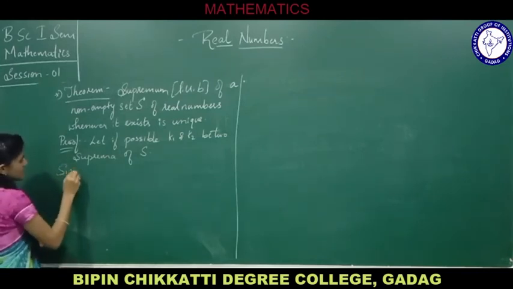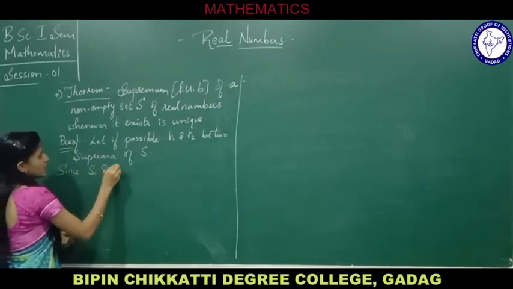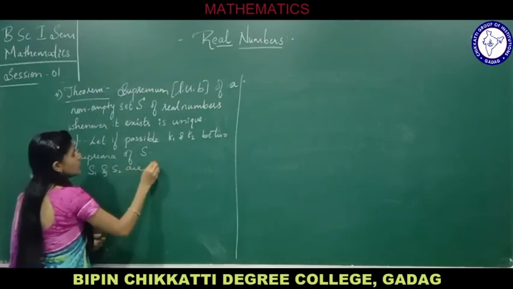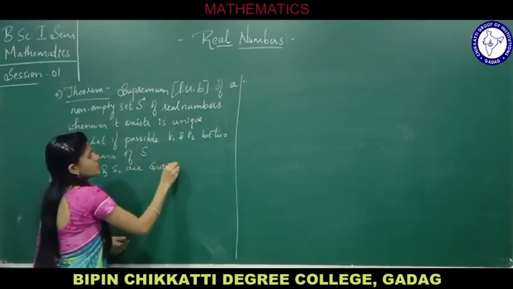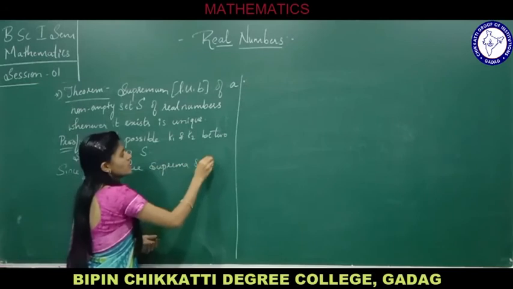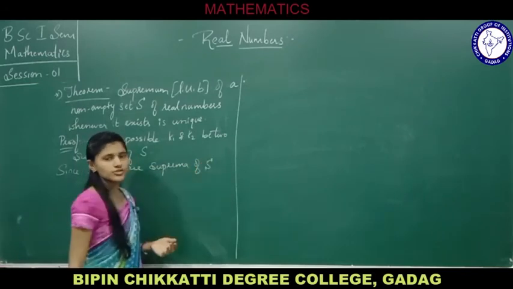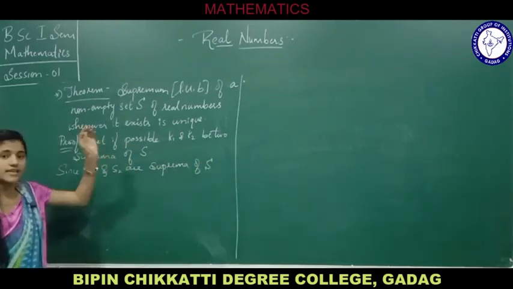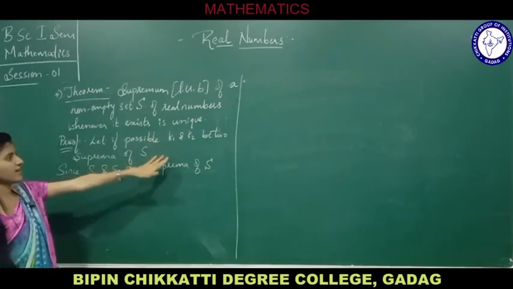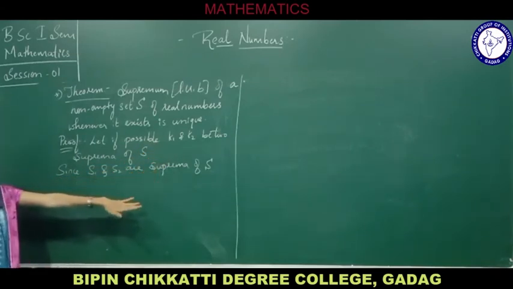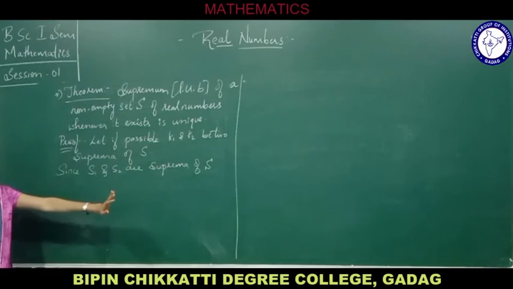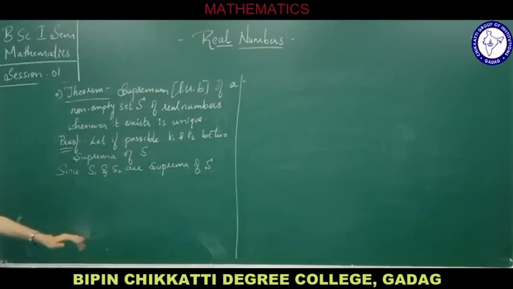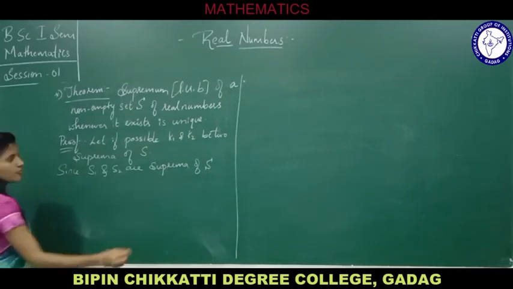Since K1 and K2 are suprema of S. What have we considered? If possible, we have considered K1 and K2 be two suprema of S. Why? Because they are both suprema of S. Hence, by definition, what is going to happen?